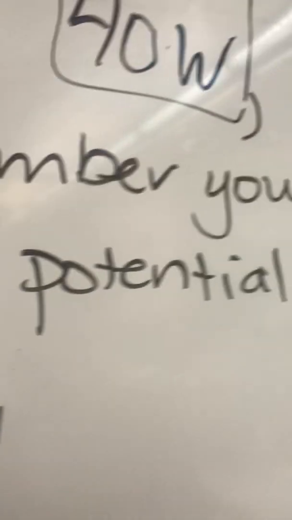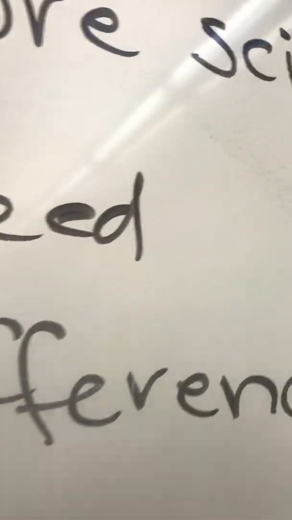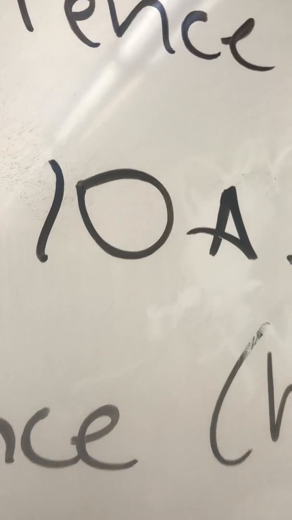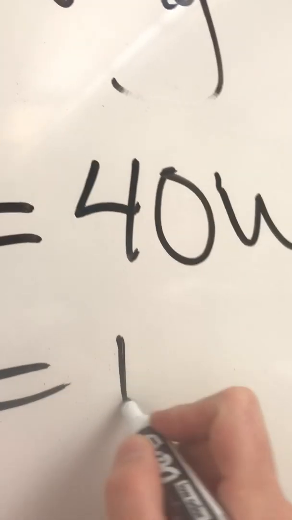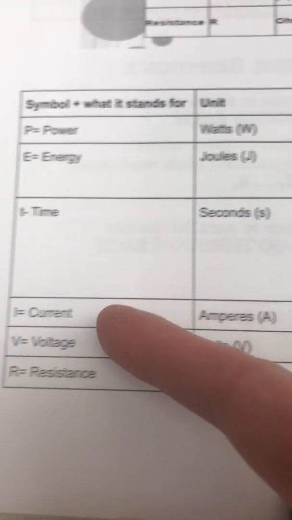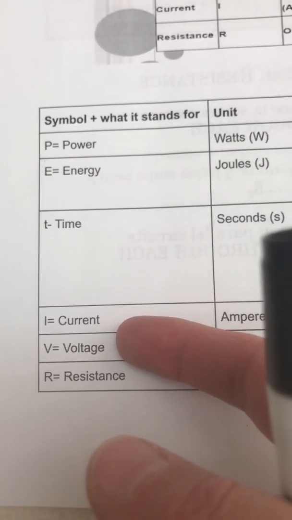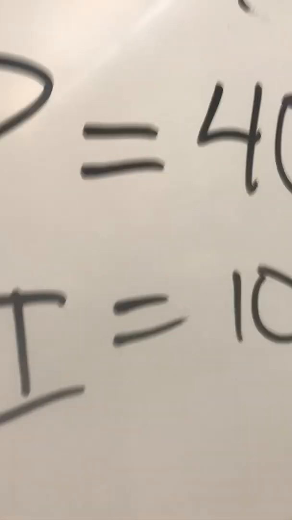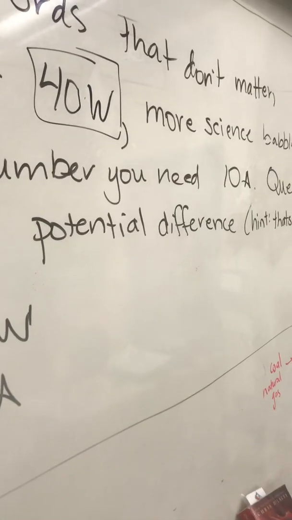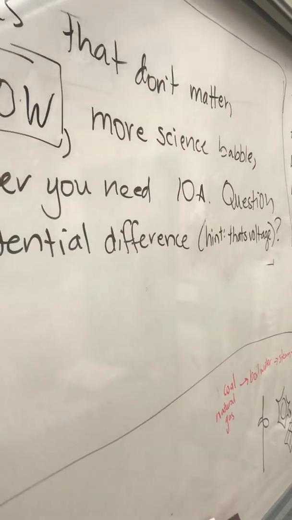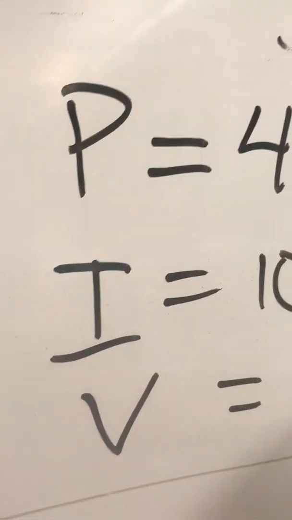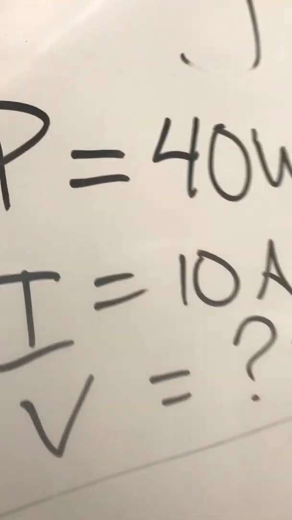Then let's look for another number, because we always need 3 with grade 9 problems. So here's 10 amps. So we're going to put something is 10 amps, but we're not sure what's measured in amps. So let's look at our chart. Oh, it says amperes. That's for current. And instead of C for current, it's I for current. So our current is 10 amps. And the question's asking, what is the potential difference? Which means, what is the voltage? So we put volts is question mark, because that's what we're trying to figure out.